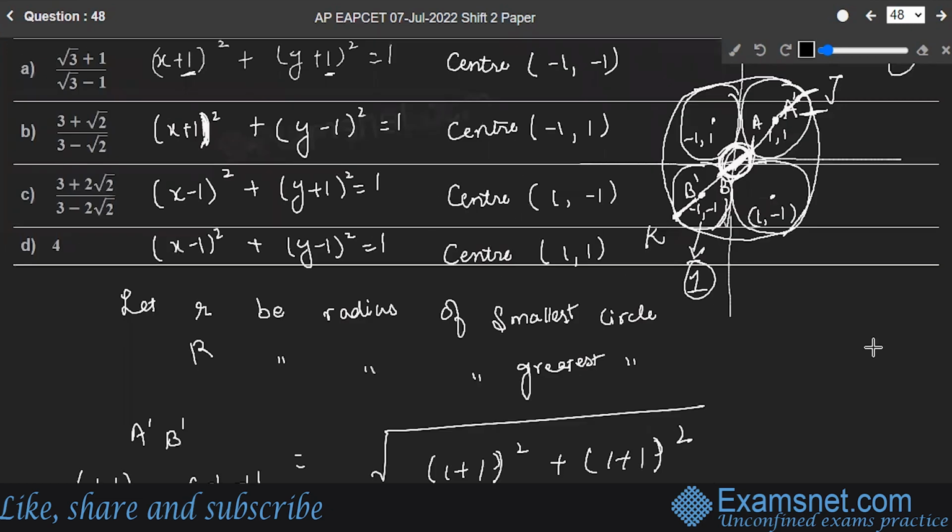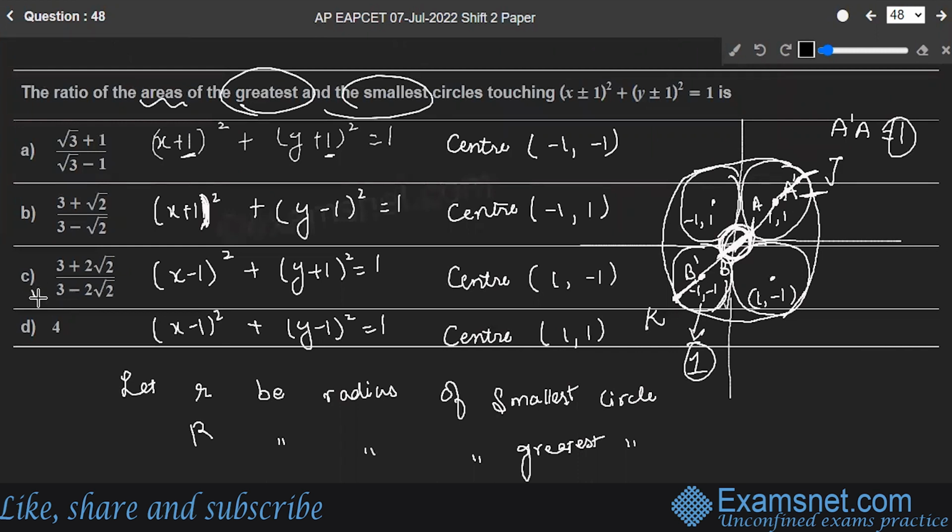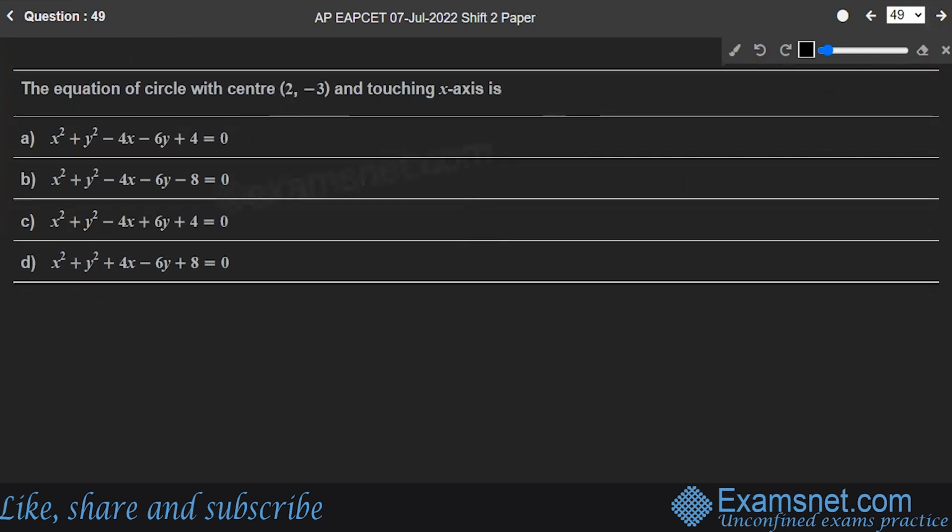Let's check with the options. Here we have option C as the correct answer. Hope you are clear with this. Let's move to the next question, number 49. The equation of the circle with center (2, -3) and touching the x-axis is.